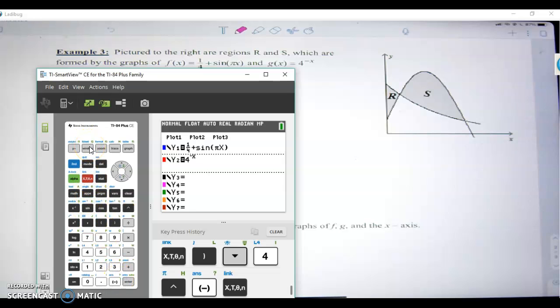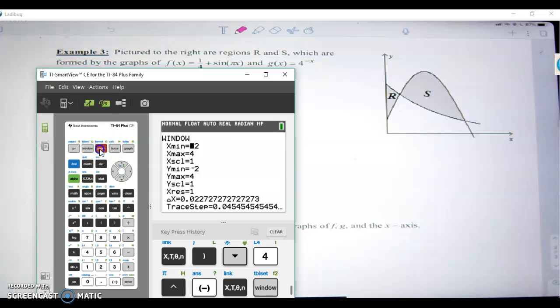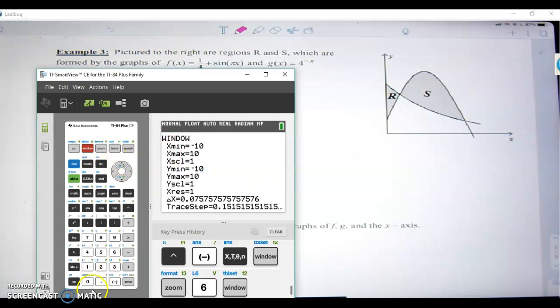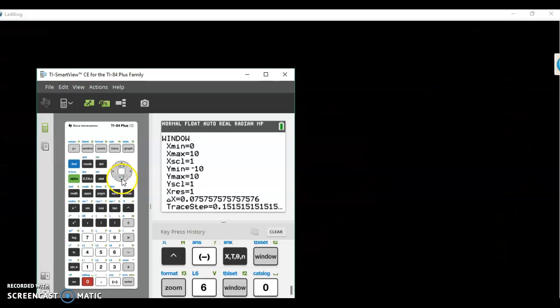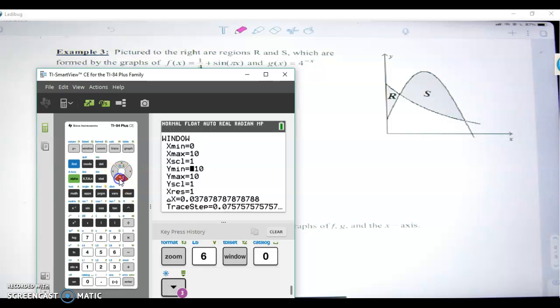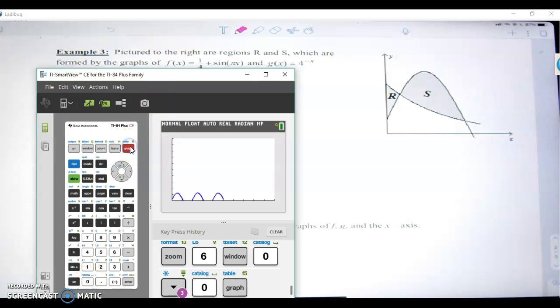And then if we change our, well, we don't really know our window, so let's just do zoom 6, it'll be back to normal. So that's way more than we have going on. So let's change it to window 0, let's just do 0 to 10, and 0 to 10, and just see what happens.